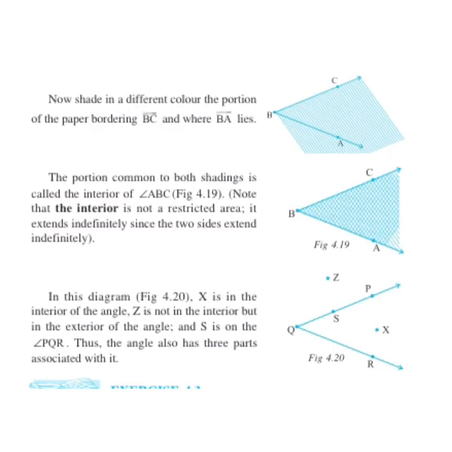Now children, page number 80, figure 4.20. Here in angle PQR, QP and QR are the two sides of the angle. X is in the interior of the angle PQR and S is on the angle PQR, or you can say that S is on ray QP. Children, Z is in the exterior of the angle. So children, the angle has three parts associated with it, that is the exterior of the angle, the interior of the angle and the boundary of the angle.